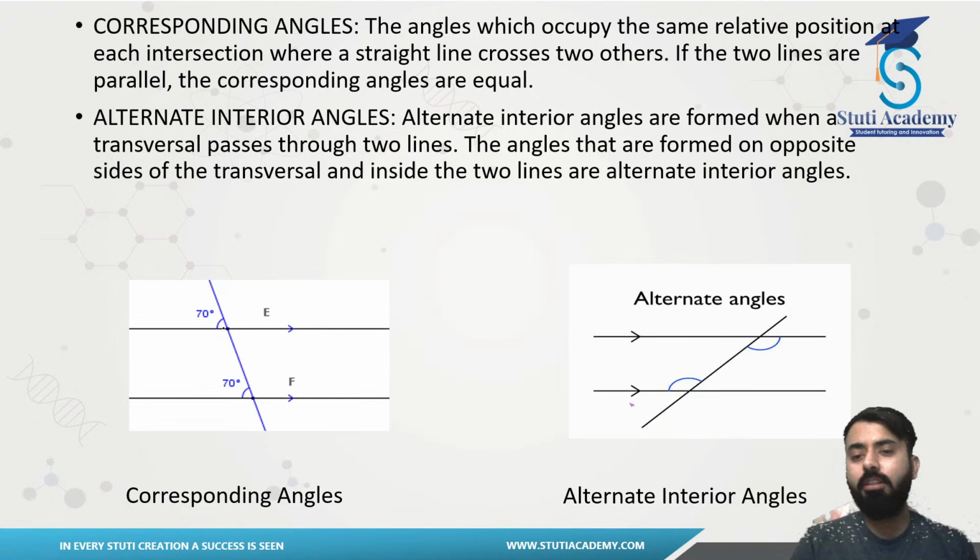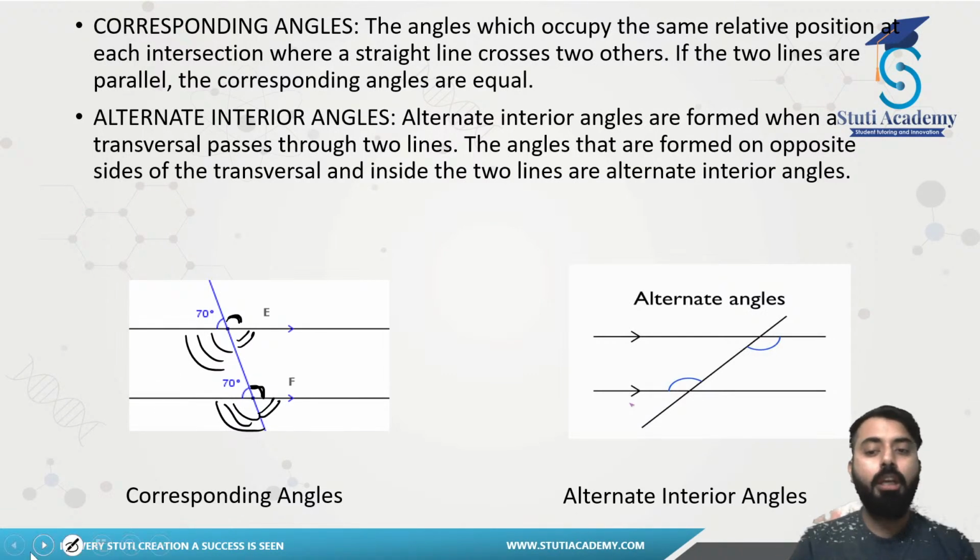Similarly, you can have these angles also. This angle right here will be same as this one. Similarly, this angle right here will be same as this one. Similarly, that angle right here will be same as that one. So you guys see, these things can happen. Now we are focusing on our alternate interior angles.